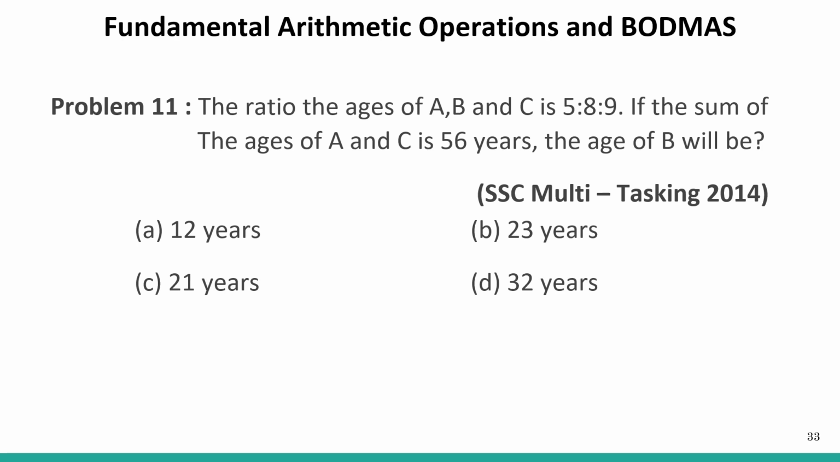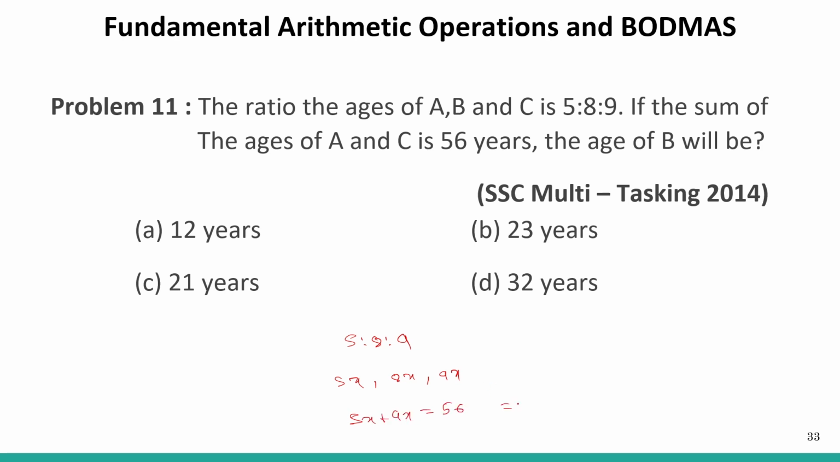Okay. So let's see problem number 11. The ratio of the ages of A, B and C is 5:8:9. If the sum of the ages of A and C is 56 years, what will be the age of B? So let's consider the age of A is equal to 5x, the age of B is equal to 8x, and the age of C is equal to 9x. It is told to us that age of A plus age of C is equal to 56. So 5x plus 9x is equal to 56.